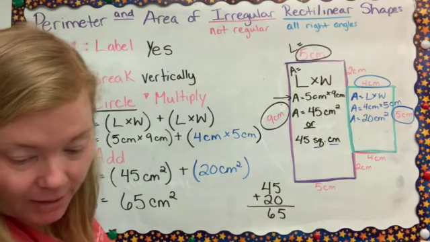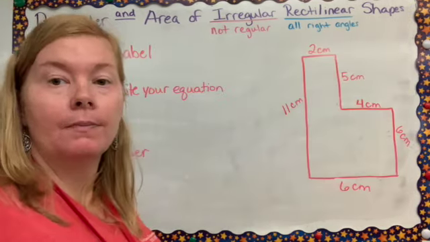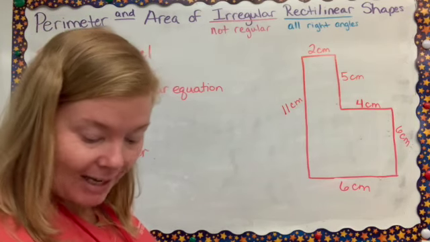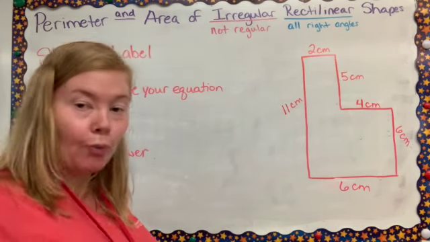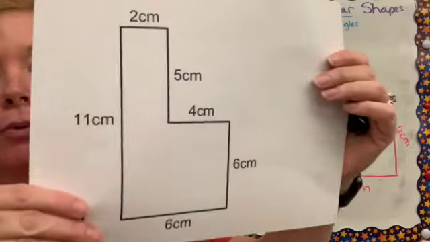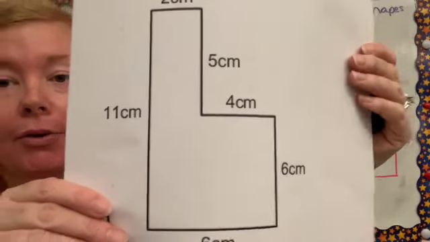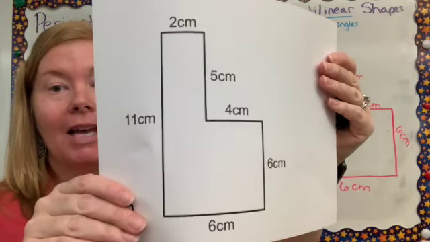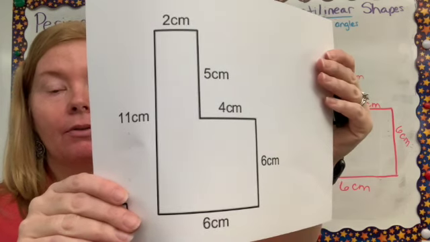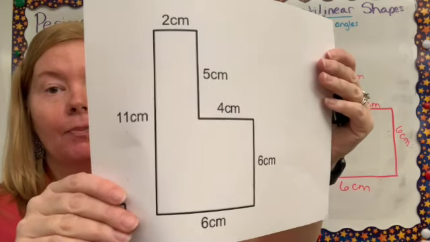All right, next one. Our next example is going to be a perimeter example. So this is your shape. Pause the video. Take time to write your labels and your shape.